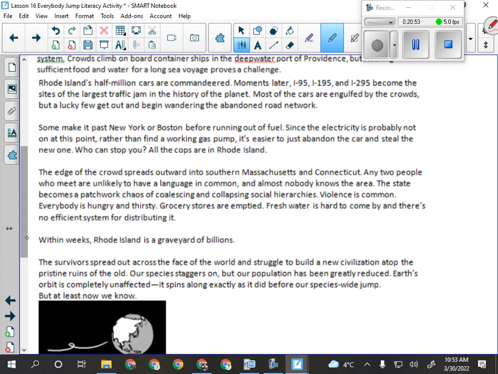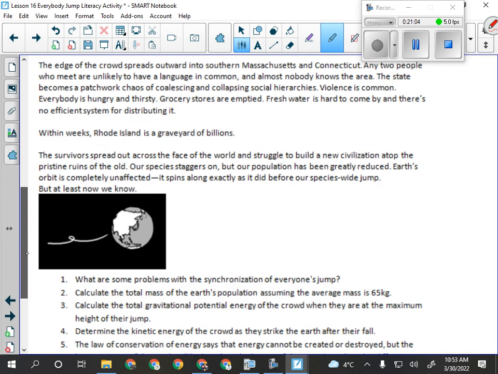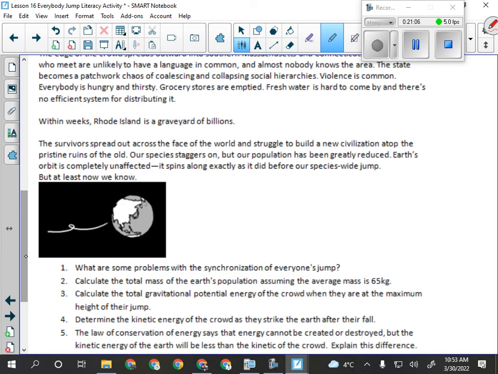Everybody is hungry and thirsty. Grocery stores are emptied. Fresh water is hard to come by, and there's no efficient system for distributing it. Never mind the sewage. No one's mentioning that. Okay. Within weeks, Rhode Island is a graveyard of billions. This didn't work out well.